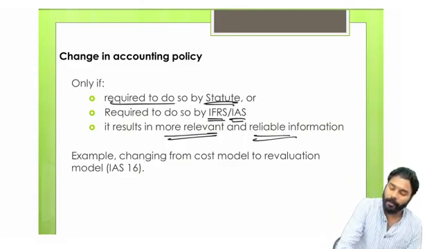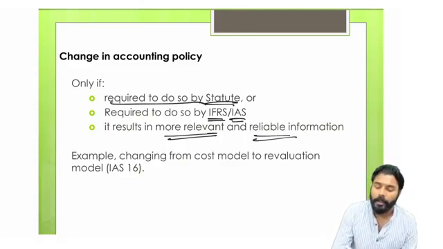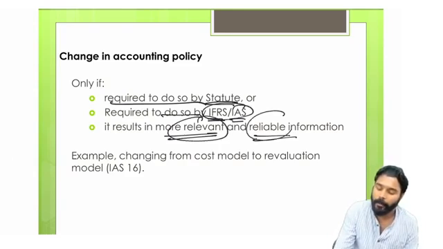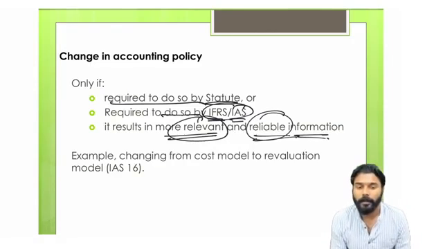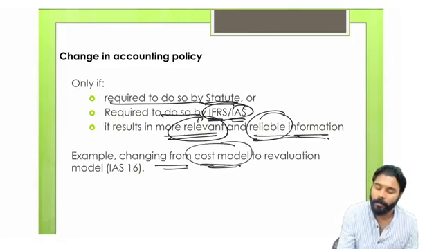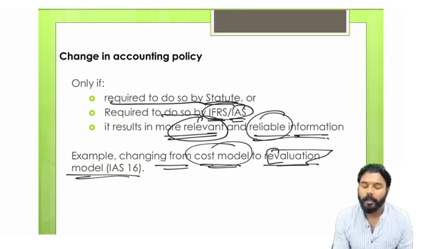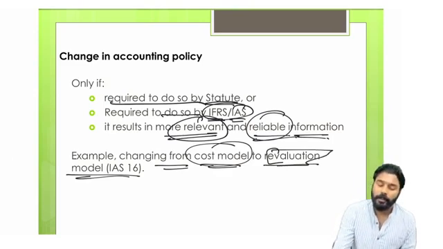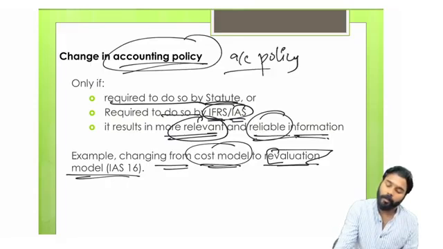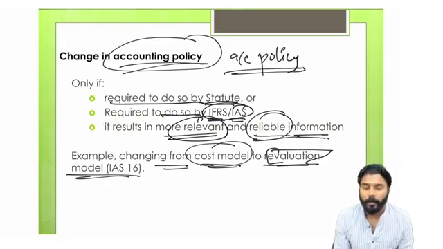First one, it is required to do so by the statute. Then if it is required to do so by IFRS or IAS, as well as if it is resulting in more relevant and reliable information. Okay, an example is when the change is from the cost model to the revaluation model. When there is a change from cost model to revaluation model, then we can consider it as a change in accounting policy. Okay.